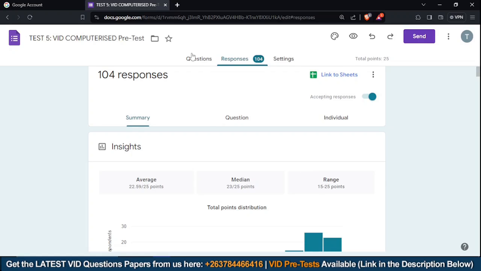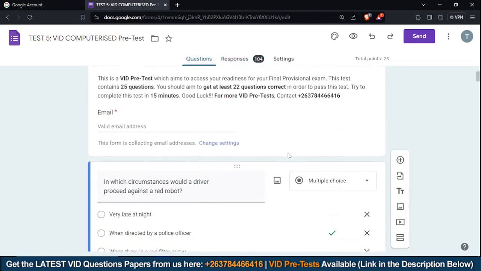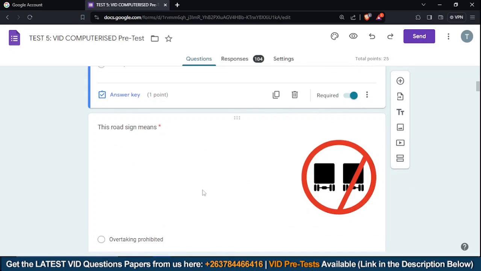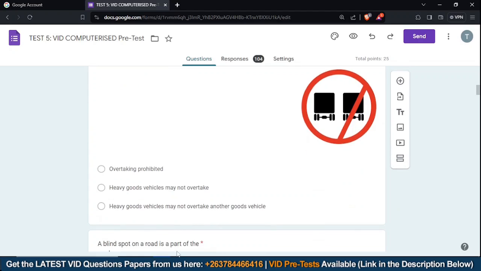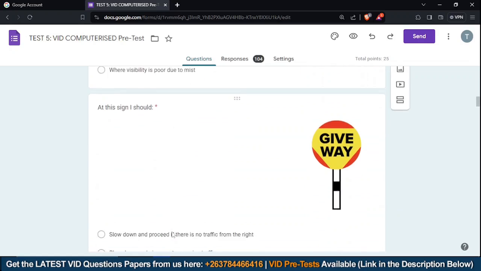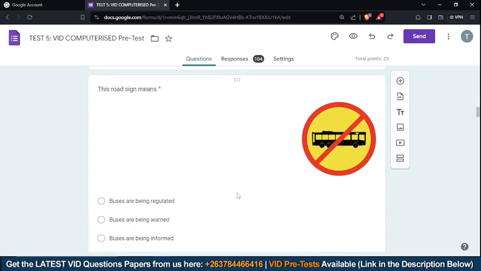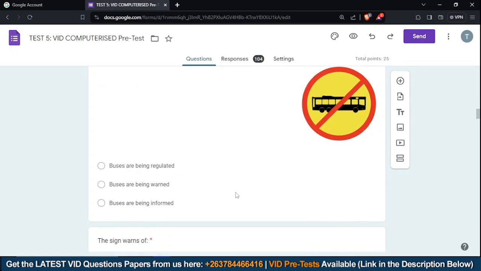If you go to the questions here, I can tell you that most people would think that this one is an overtaking prohibited sign because they see these two tracks. Yet this one is an overtaking prohibited sign, yes, but it's a more specific one. So the correct answer here is actually C. These are the things that people think they know, yet they are not the correct answer. That's the thing that we are trying to address here. This will show you which one is the correct answer.